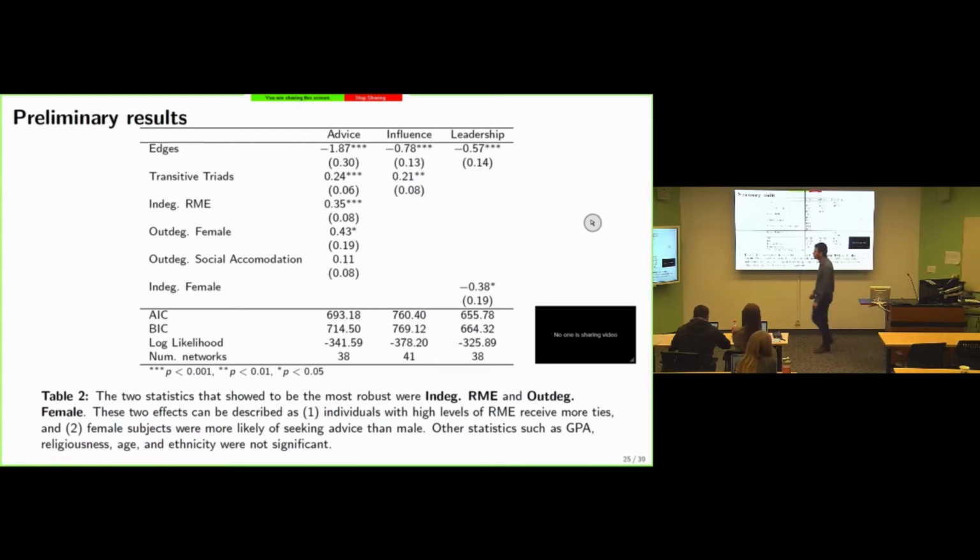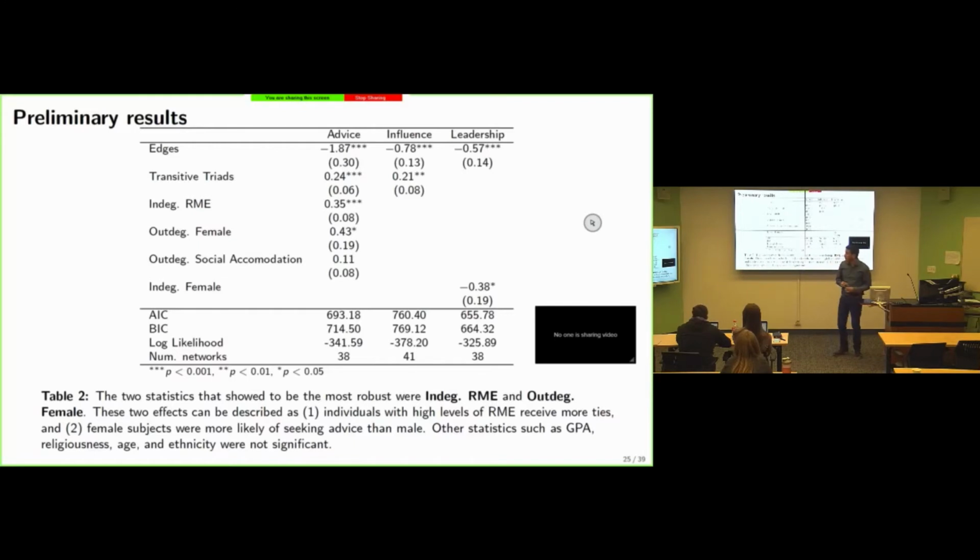Another thing that we found is that females, in the case of the advice-seeking network, tend to send more ties. So they look for advice more often than men. That wasn't significant, I'm sorry. And a very interesting, but actually expected result, though unfortunate at the same time, is that in the case of the leadership networks, we observe that females tend to receive fewer ties than men, right?